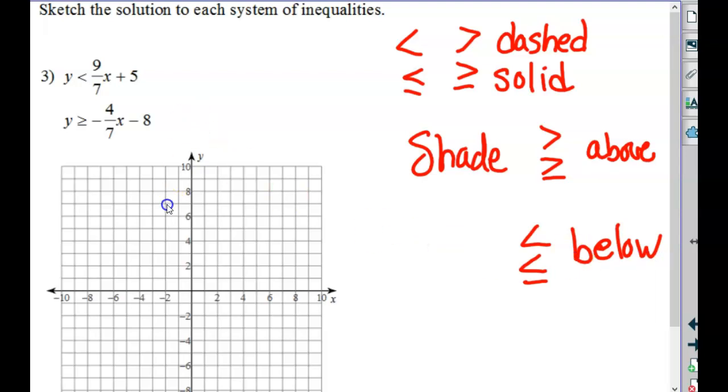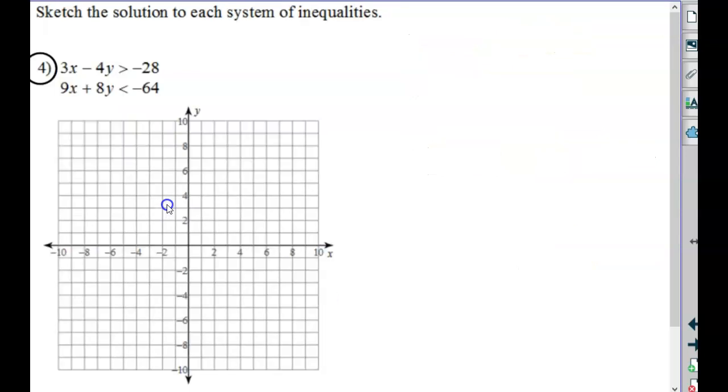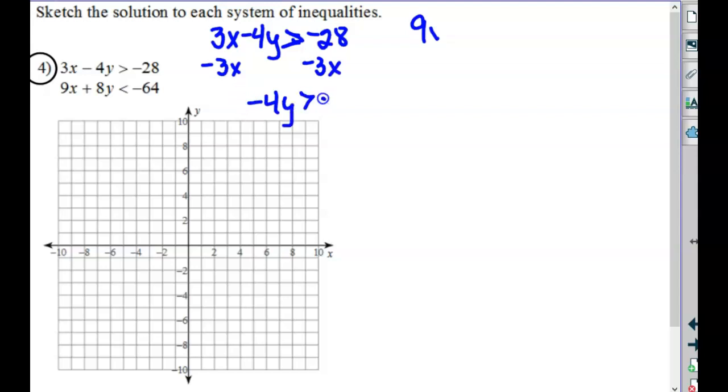I'm going to move on and talk about the next one because there's a little extra stress on the next one. What do we have to do first on this one? We have to get the y by itself, and what does that result in? I don't know why I wrote that one down first. This is a greater than, not an equal to. Okay, so if I subtract 3x to the other side, I have -4y is greater than -3x minus 28.